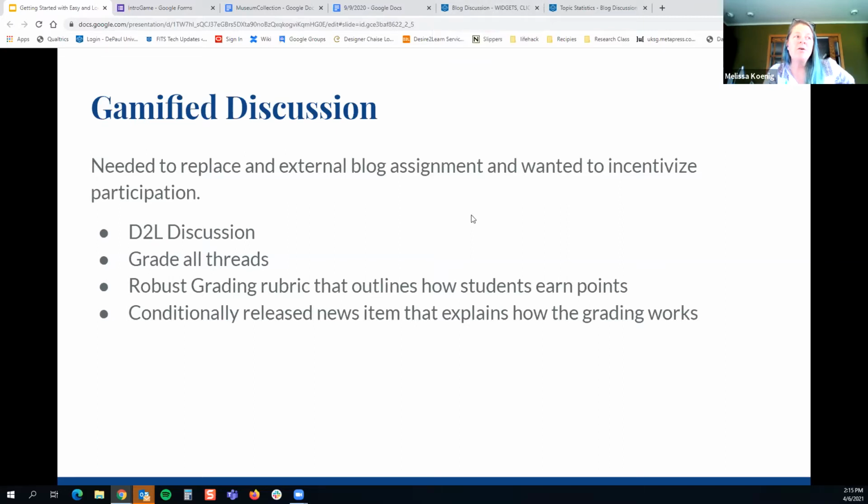I should mention, though, that I also created a conditionally released news item that explained how the grading worked once students started getting grades, because they were like, I don't understand, why did I only get 10? It's like, well, because that's how many points you've earned thus far. You're earning points versus points being taken away.